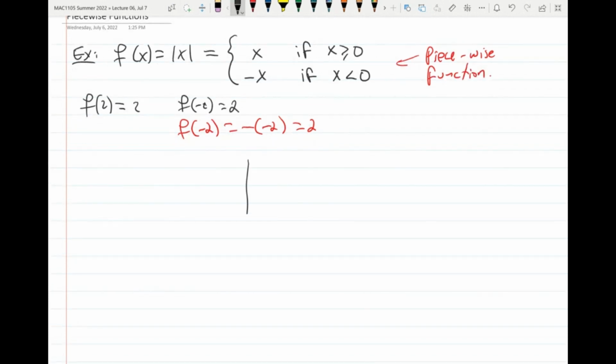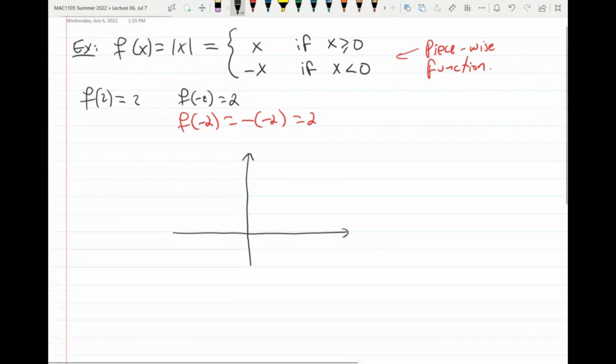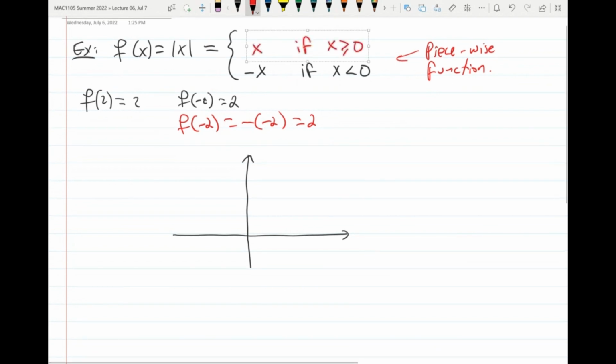Okay, and then when you graph it, the way you think about it is, let me color code this a little bit. I'm going to put this one in red, and then I'm going to put this one in blue. So when you graph it, you do it piece by piece.